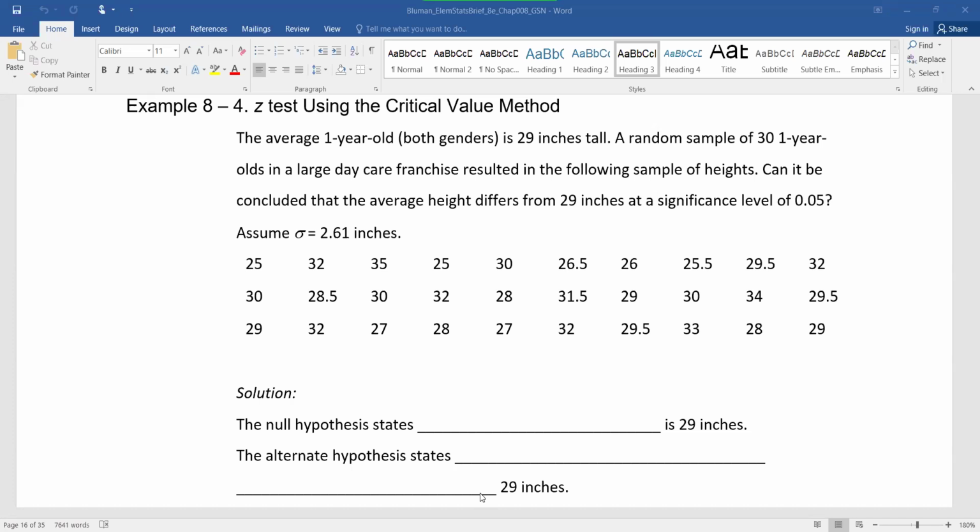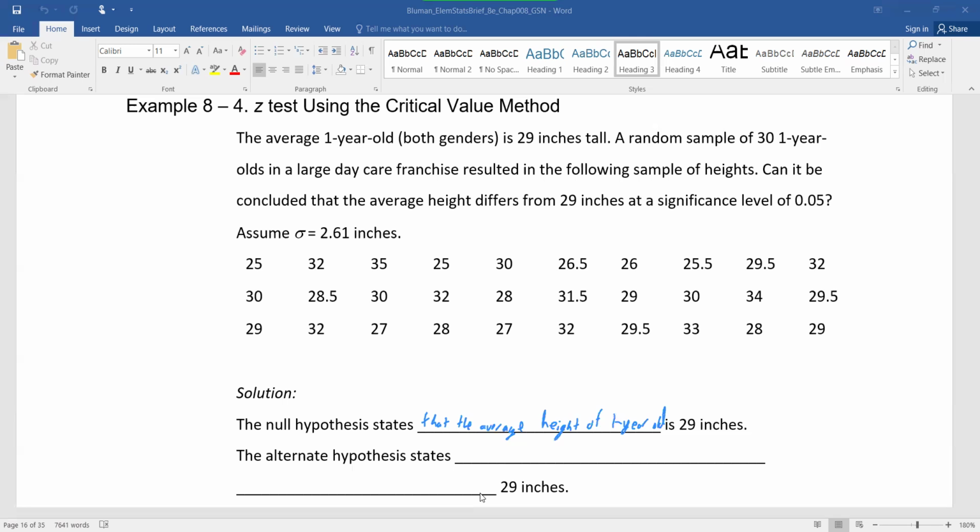Perfect. That's what you need to wrap your head around when you're stating the hypothesis. It goes back to what you learned in English, where you're just rewording the question back to you. So the null hypothesis states that the average height of 1-year-olds is 29 inches, or something along those lines. Again, the null hypothesis is always going to be the equal to. But what is the alternative hypothesis here?